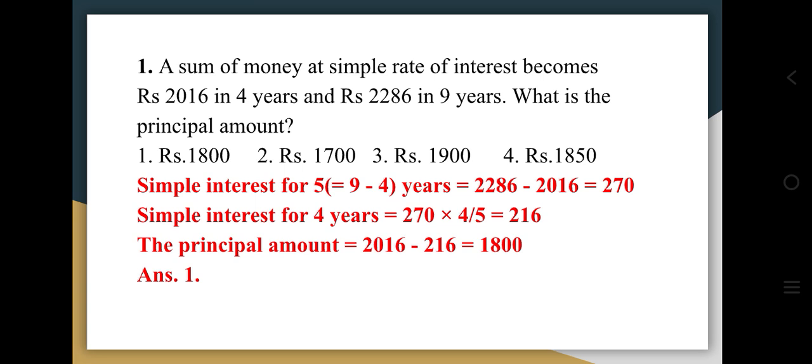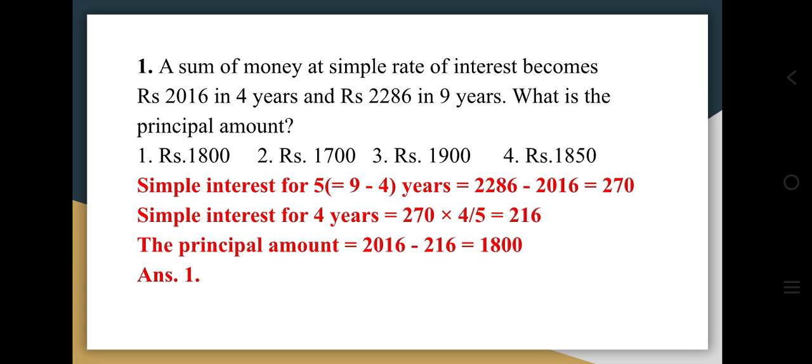So for the same amount, what is the simple interest for 4 years? For 5 years, 270. For 4 years, we want, so divide 270 by 5, multiply that by 4. Or it is equal to 270 into 4 divided by 5, which is 216.